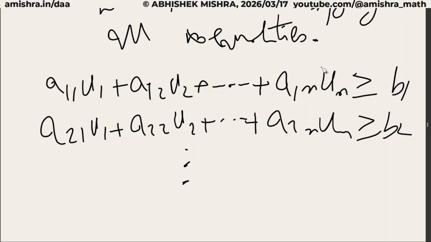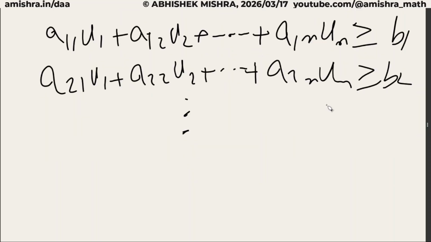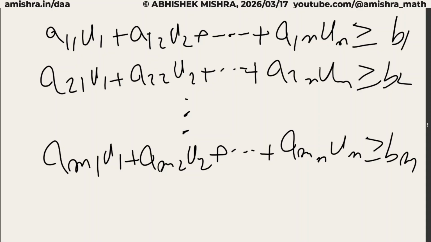So we list just the coefficients in matrix format. Continue up to, so we have m inequalities: Am1 U1 plus Am2 U2 plus, goes up to Amn Un is at least Bm. So all these coefficients are rational. So in matrix format, we can easily write this.